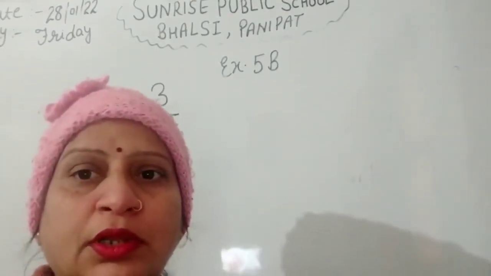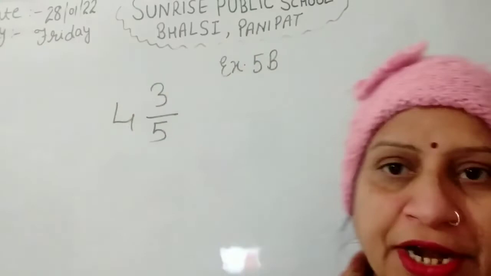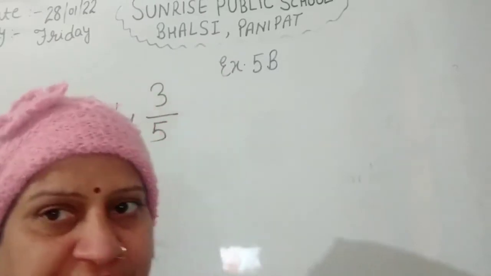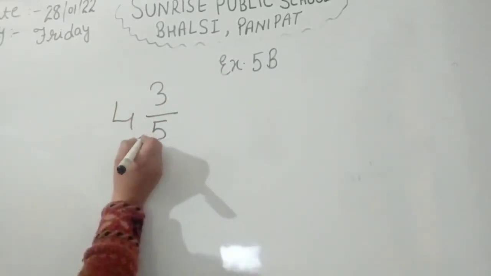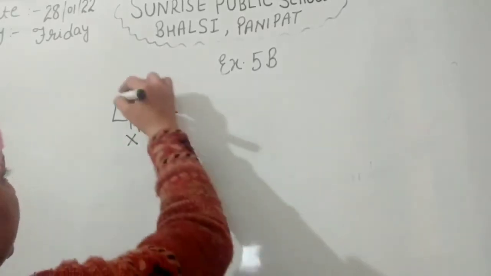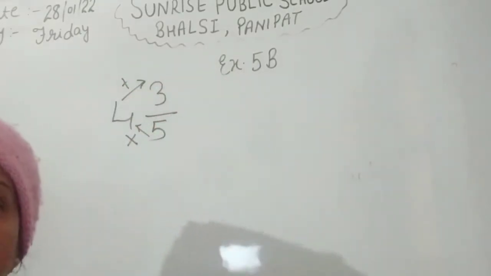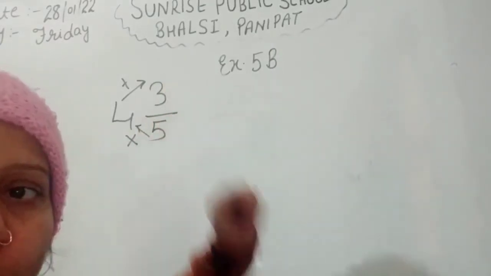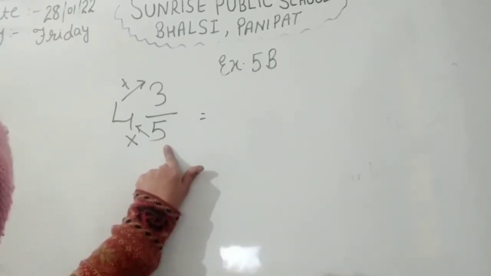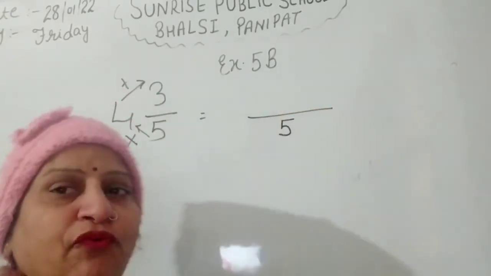Now we learn how to convert a mixed fraction into an improper fraction. We are given the fraction 4 combined with 3 by 5. It is a mixed fraction, and we have to convert it into an improper fraction. How do we do it? First, we multiply 4 by 5. In the second part, we add the number in the upper part. As we know, in the denominator we have the number 5. So first of all, we draw a line and write 5 here.